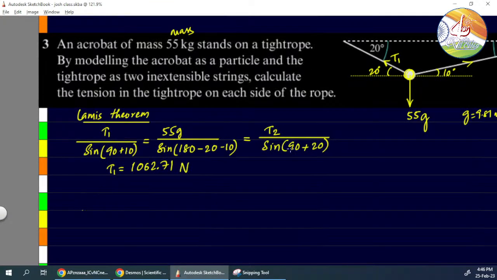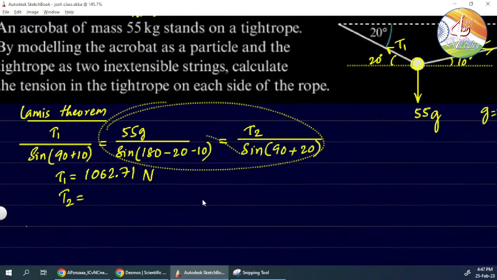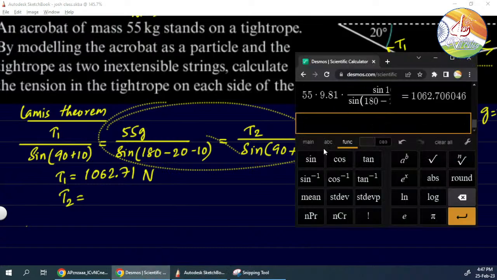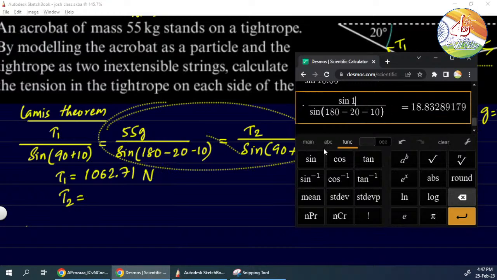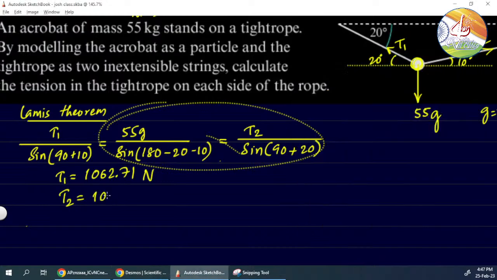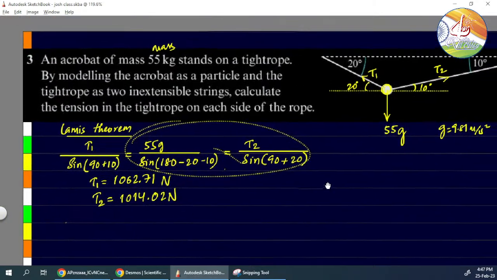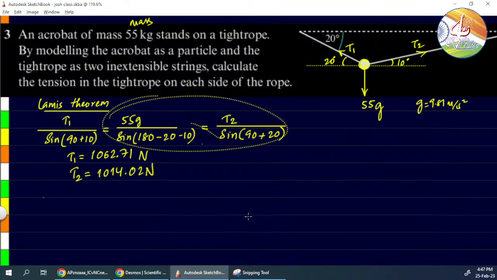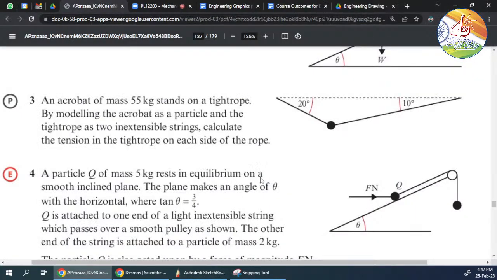The same way we need to find tension T2. In order to find T2, we have to take these two equations. Again cross multiply, so this goes upwards. Now the angle is 90 plus 20, which is 110. This gets multiplied in the numerator, everything else remains the same. So 1014.02 in newtons. These are the values of tensions. Any doubt here? No, sir. Okay, so next let's go for the fourth one.